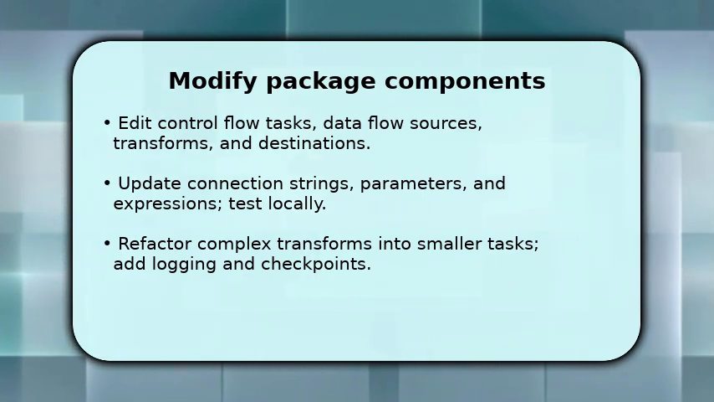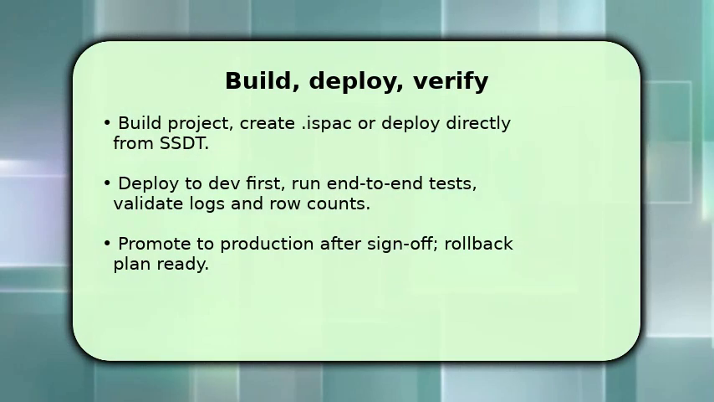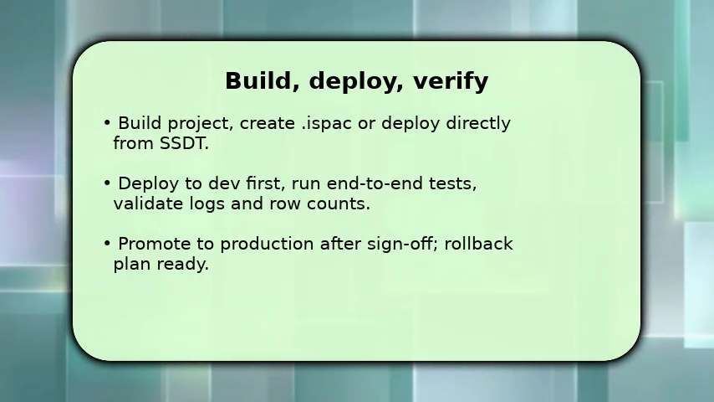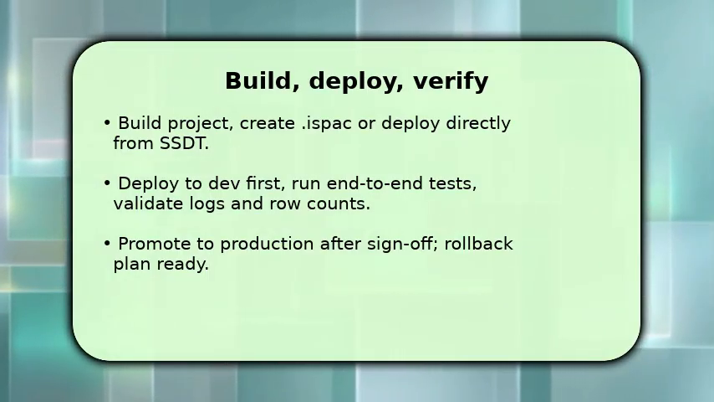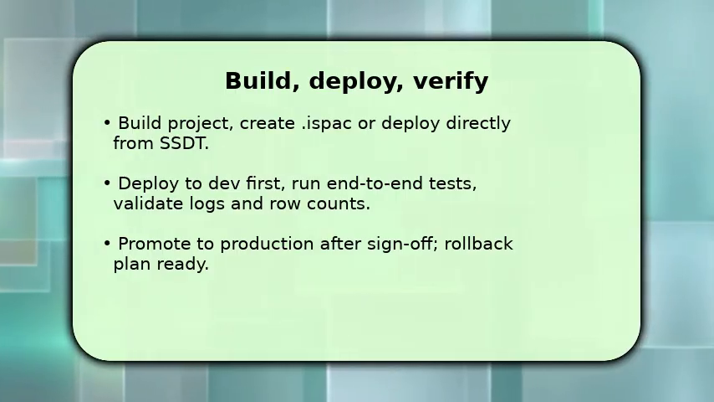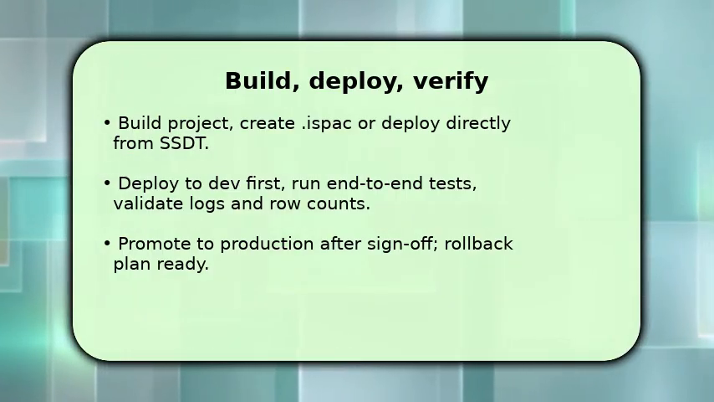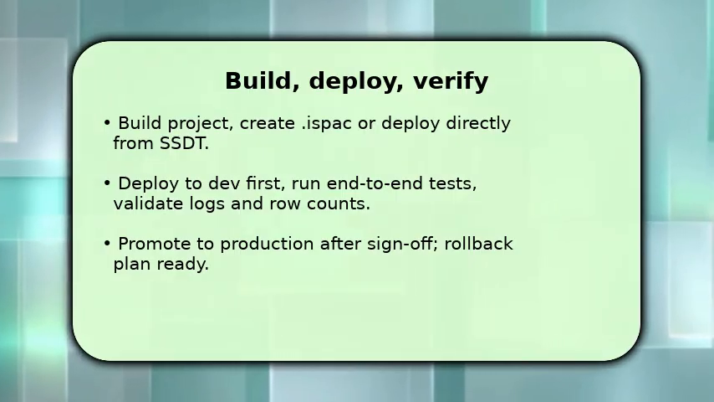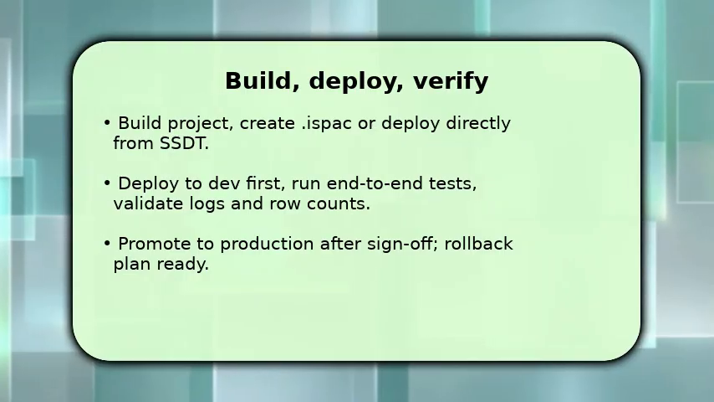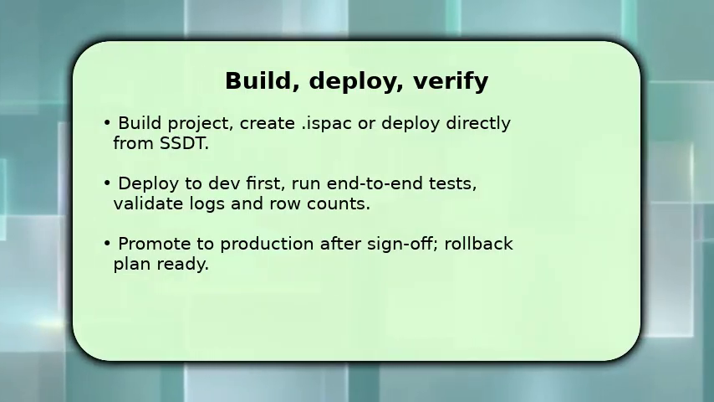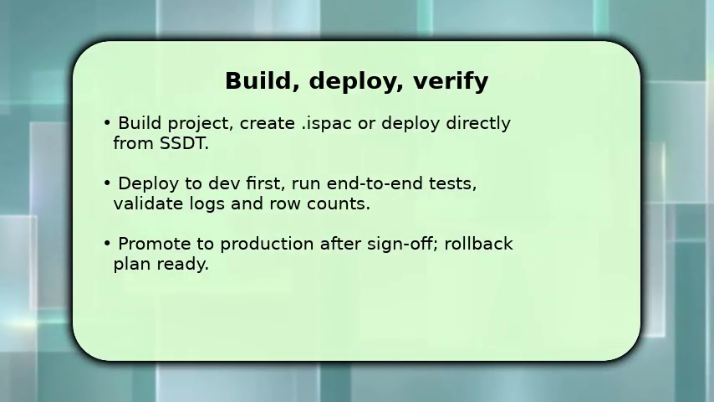You build the project and generate the deployment artifact or use integrated deploy. This locks in changes and produces the package you will promote. Deploy to a development or staging environment and run full end-to-end tests, verifying row counts, error logs, and performance against baselines. After stakeholder sign-off, deploy to production with a defined maintenance window and rollback plan.